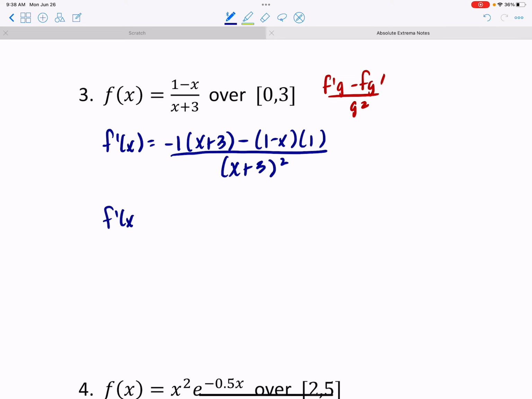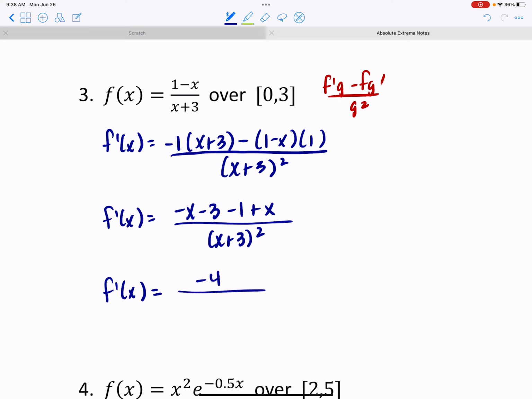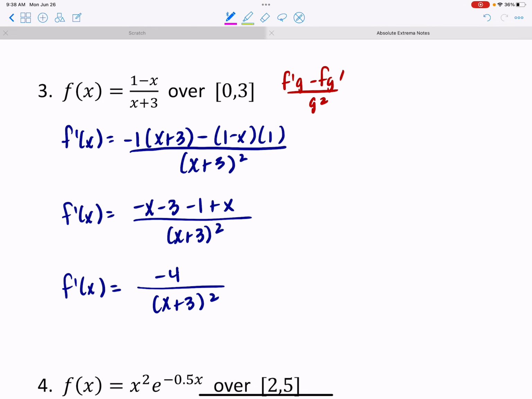So f prime of x equals negative x minus 3 and then negative 1 plus x, just distributing in that numerator. And then combining like terms, we end up with f prime of x equal to, the x's are going to cancel, so just a negative 4 in the numerator, and then x plus 3 squared in the denominator. So my critical numbers happen where f prime of x, my first derivative, is equal to 0.